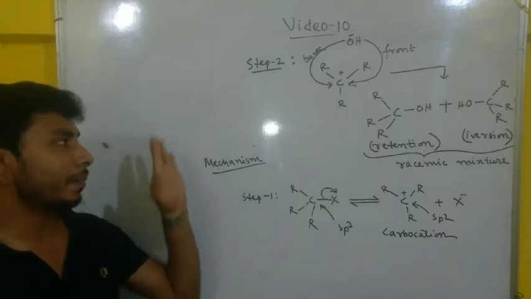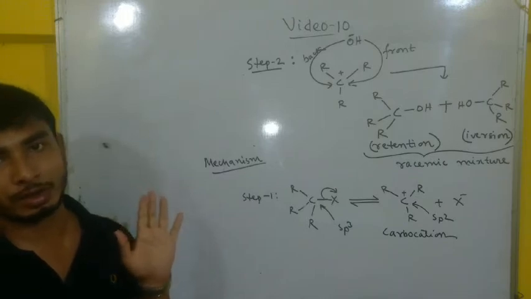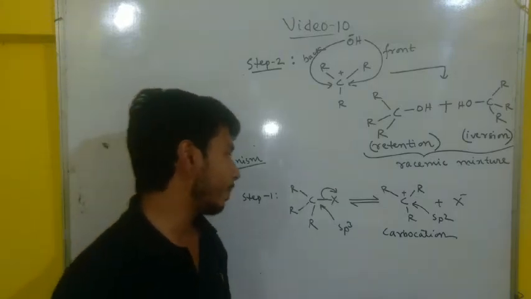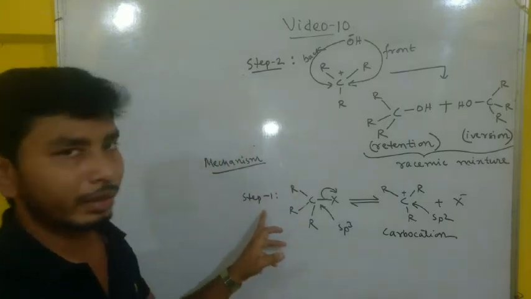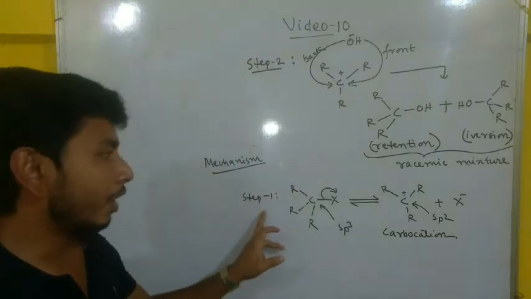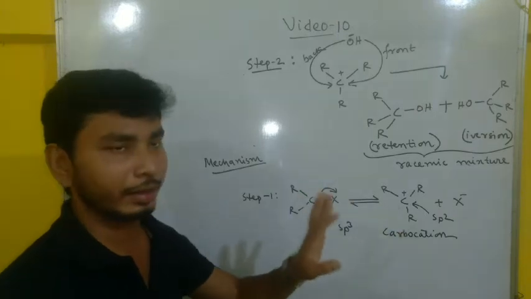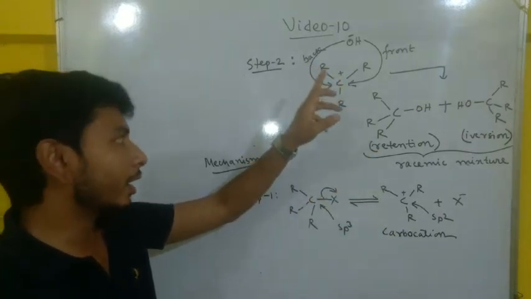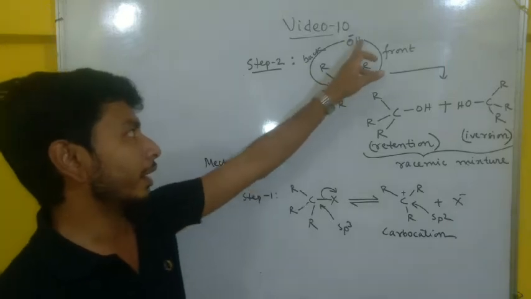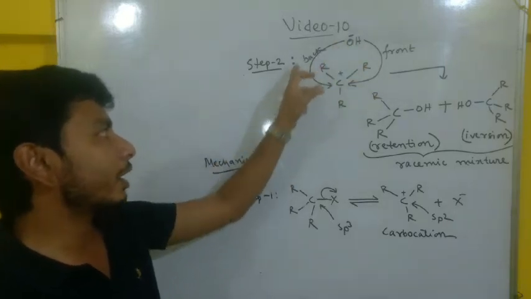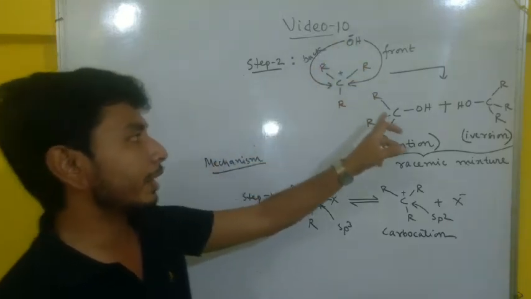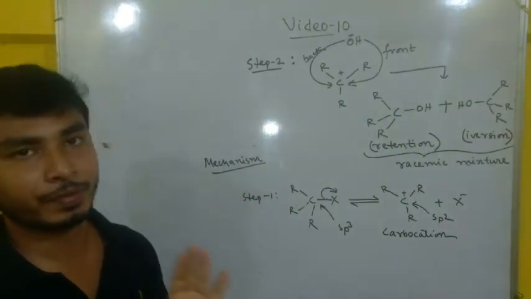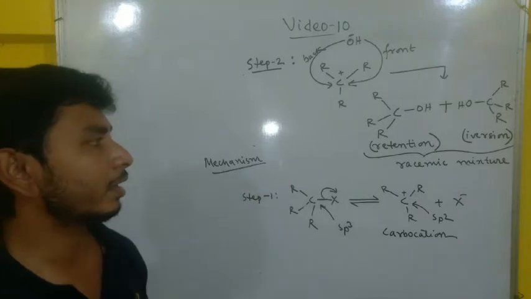So this is the mechanism of the SN1 reaction. SN1 reaction involves two steps. In step 1, it involves the formation of carbocation. That is, carbocation is generated. In the second step, the nucleophile attacks the planar carbocation in the front side as well as in the back side to give a racemic product. Racemic product means a mixture of 50% retention and 50% inversion.